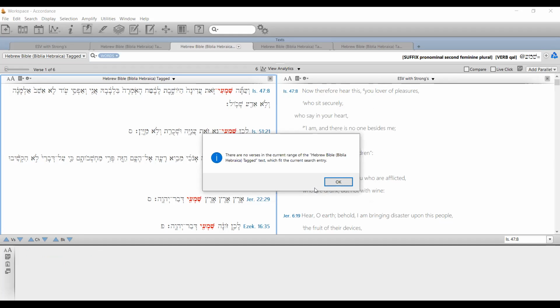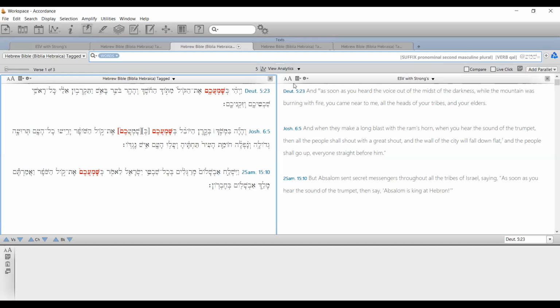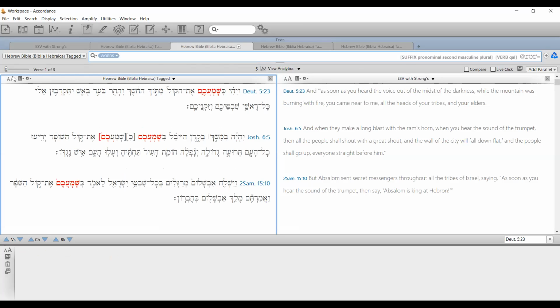Okay, so it says there is nothing, no such form in the Hebrew Bible. But let us do masculine. Oops, sorry. Masculine. So it found, for example, this is infinitive construct. Yes, infinitive construct. Let me just make it bigger.